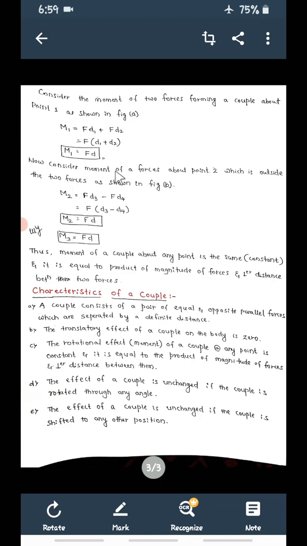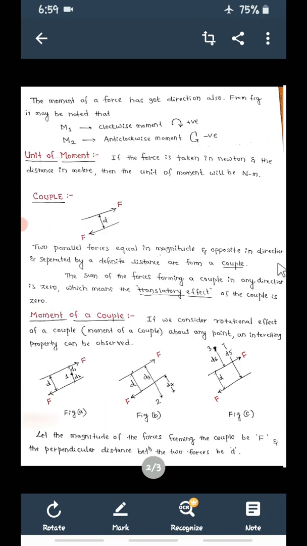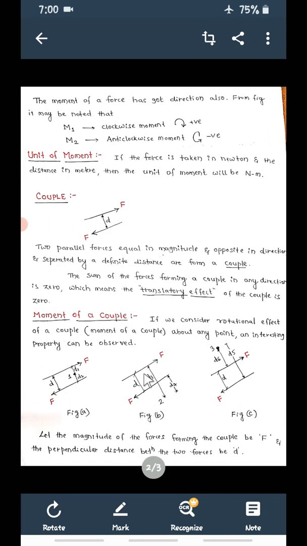Similarly, now consider the moment of the couple about the second point. Now see this sketch. I want to calculate the moment of this couple about point 2. Point 2 is outside the forces. Again consider one by one. First is this force. What is the moment of this force F about point 2? Force is F, perpendicular distance between point 2 and this F is D3, and with reference to 2, this is going to rotate clockwise, which means plus. So plus F into D3.